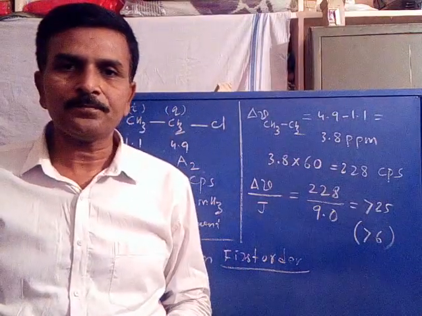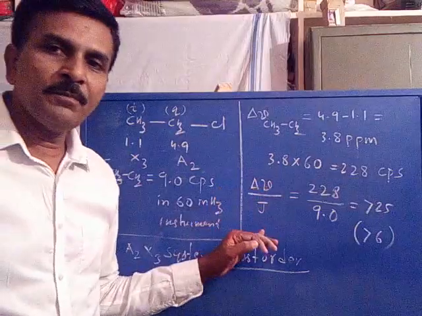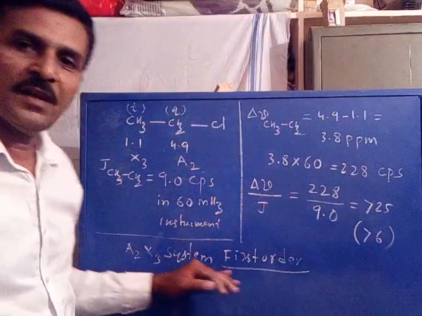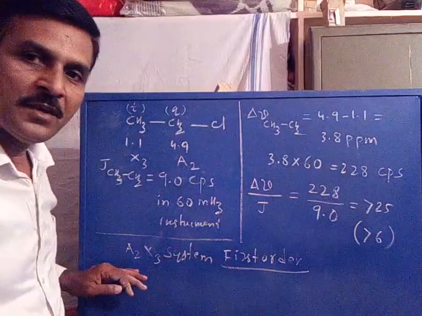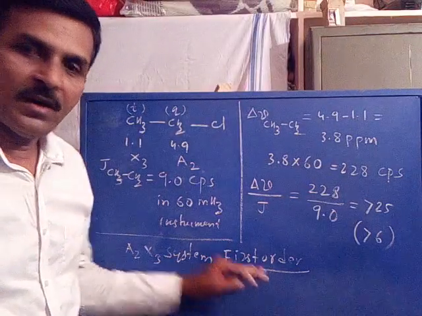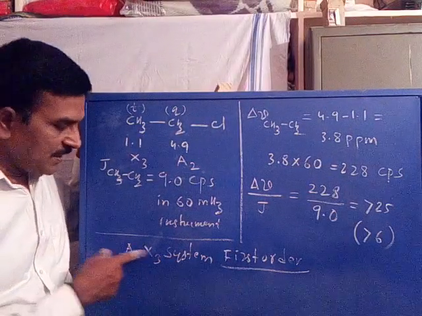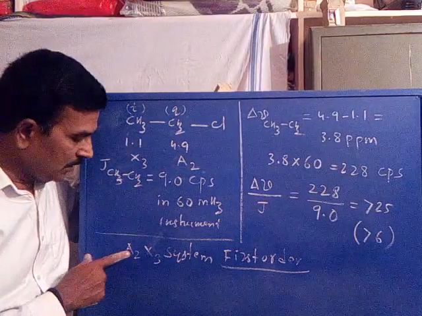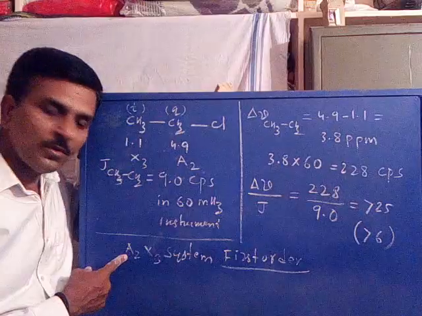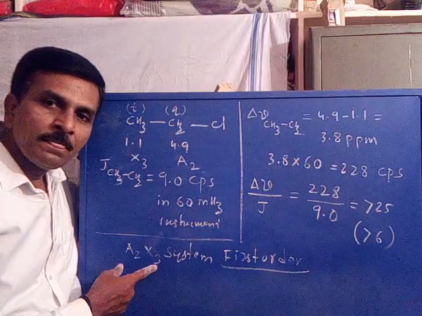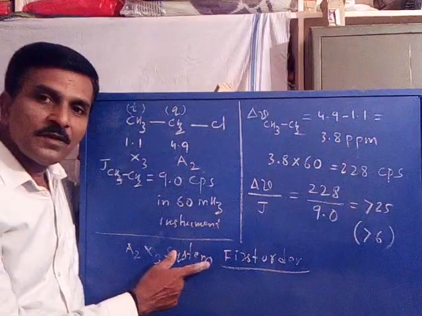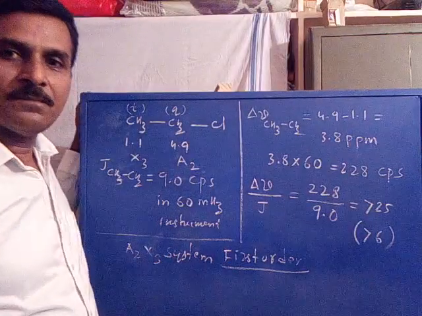Is it clear? If delta nu divided by J is greater than 6, then the spectrum comes under first order. The system is A2X3, first order. This indicates there are two sets of protons in the molecule, one consisting of 2 hydrogens only, the other containing 3 hydrogens, therefore an A2X3 system. The spectrum comes under first order.